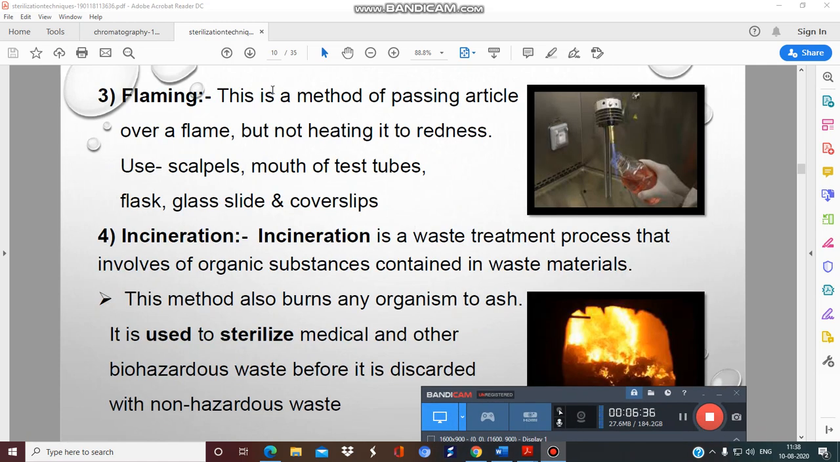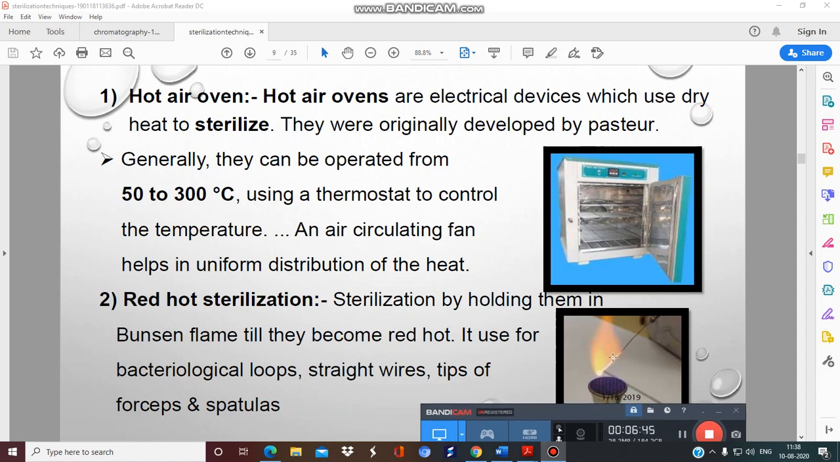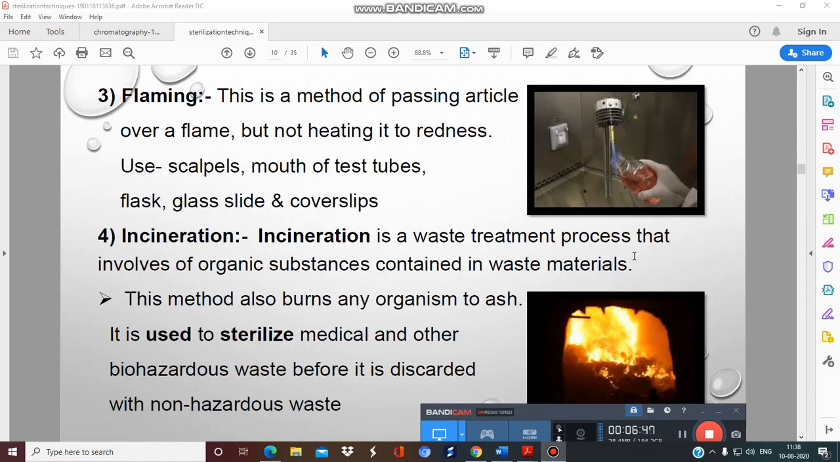Next is flaming. It is a simple method in which an article is passed over a flame but not heated to redness. In the previous method we have to heat the sample red hot, but in this we do not heat it to redness. This is known as flaming. The mouths of test tubes, scalpels, flasks, glass slides and cover slips are sterilized by this method.